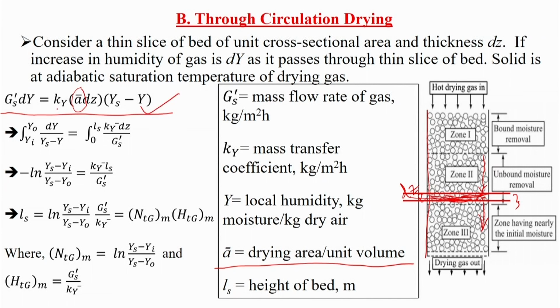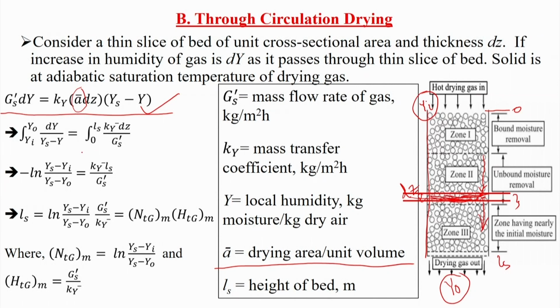Just by manipulating this equation and integrating from y in to y out, where y in is the humidity of the drying air and y out, that is y o, is the humidity of the exit drying gas. So, if we integrate this, suppose dz is equal to 0 here, and here we can say L s, then this is the total length.